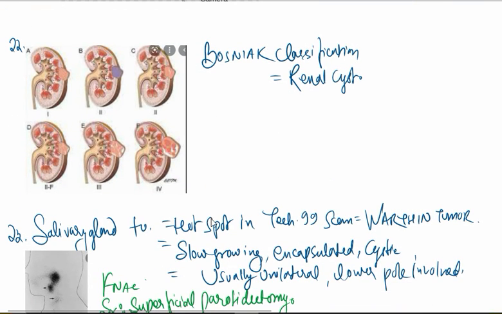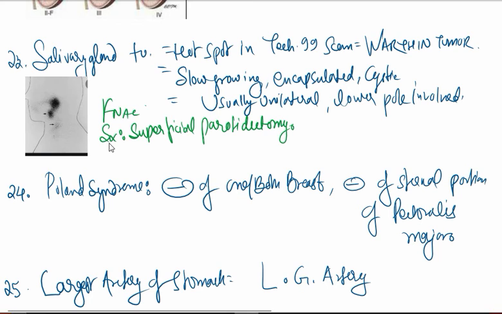So this picture is showing the Bosniak classification for renal cyst. Next condition, salivary gland tumor. So a hot spot in the technetium 99 scan is showing Warthin tumor. This is usually a unilateral condition. The lower pole of the gland is involved. This tumor is slow growing and it is encapsulated and cystic. FNAC can be used, and treatment is superficial parotidectomy.